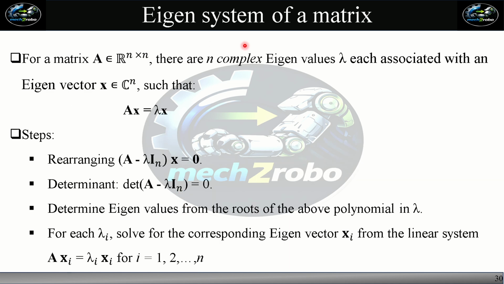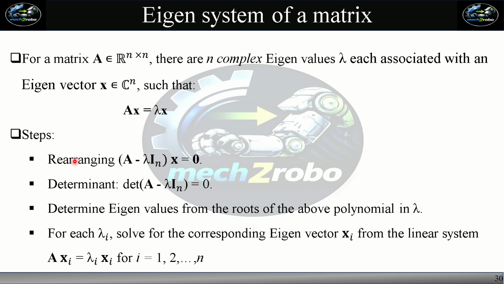Then eigenvalues. For a matrix A of order n by n, belonging to the space R n by n, there are n complex eigenvalues lambda, which are associated with n eigenvectors belonging to the space C n, such that A multiplied with the vector x is equal to lambda x, where x represents the eigenvector, lambda represents the eigenvalue and A represents the original matrix.